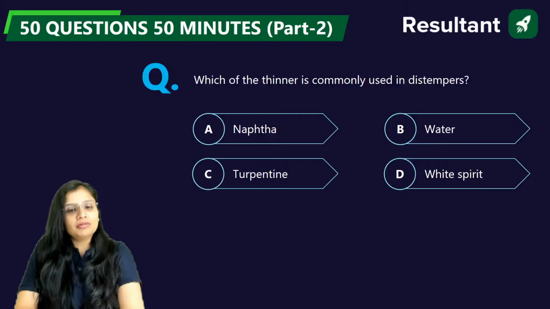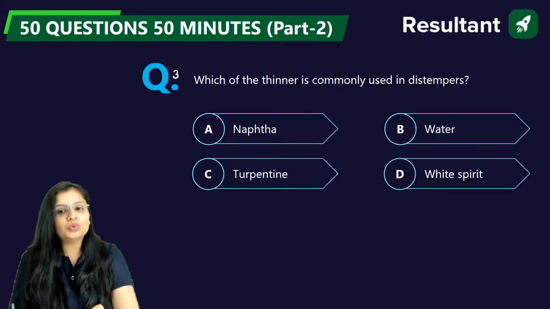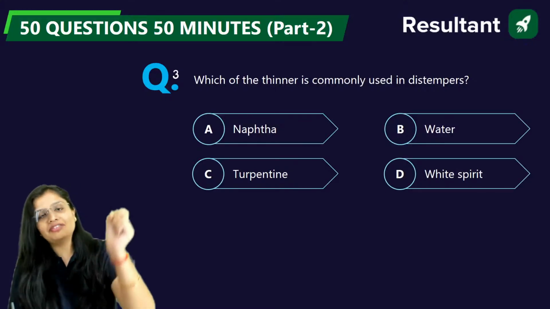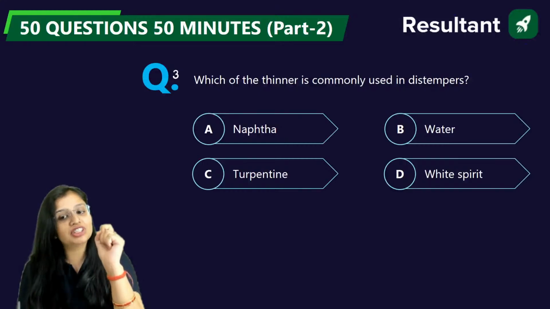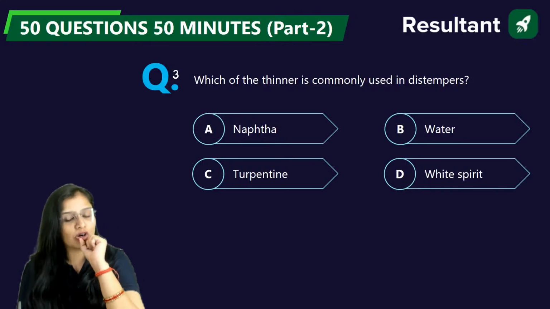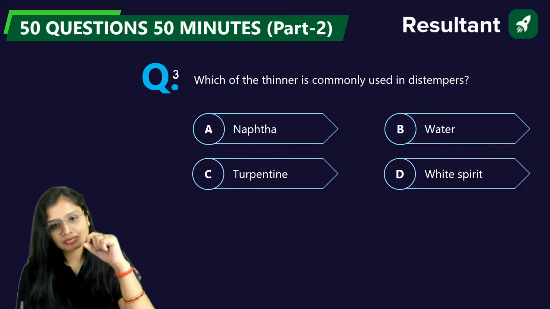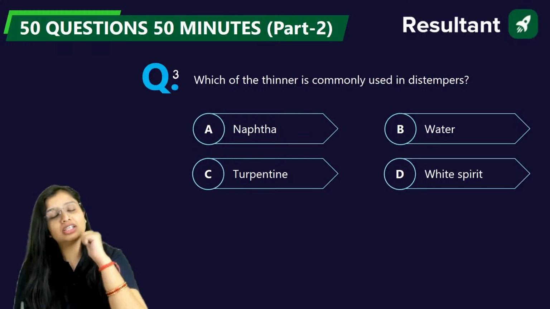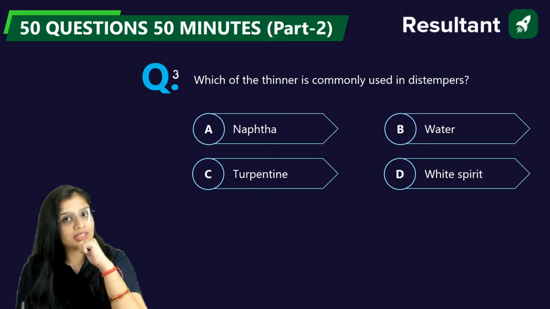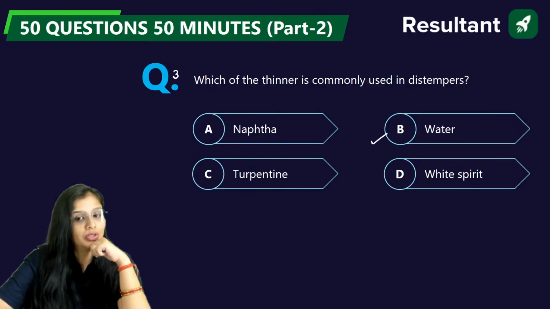Now, question number three. Which thinner is commonly used in distempers? Obviously, we use distempers for indoor purposes. So, which is the thinner which you use, guys? Commonly. Come on, be quick. Which is the thinner you use in distempers, guys? We use water.